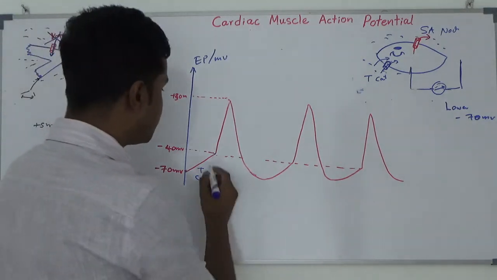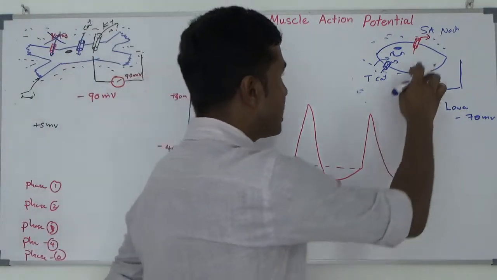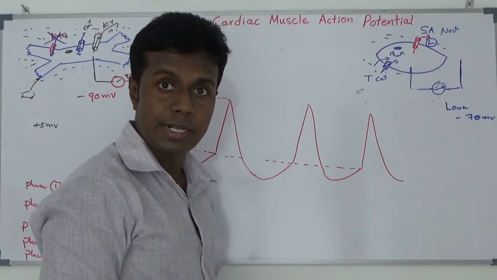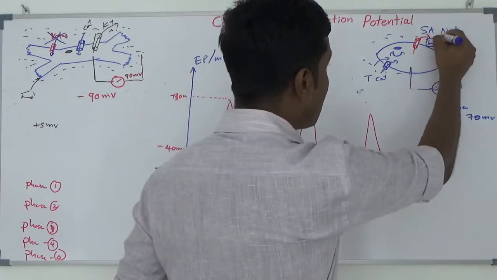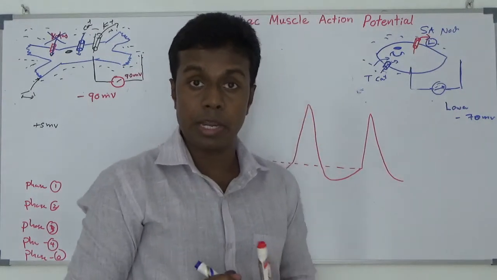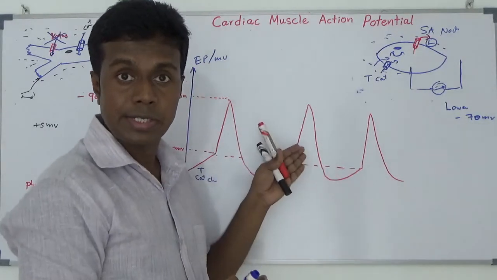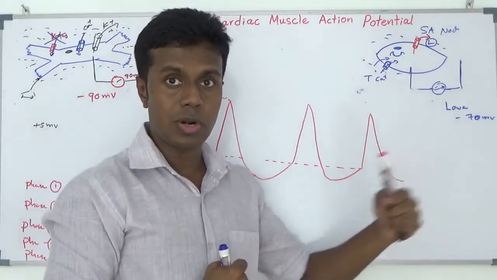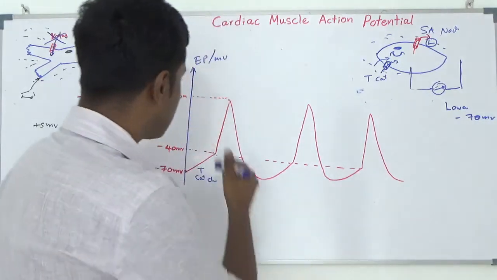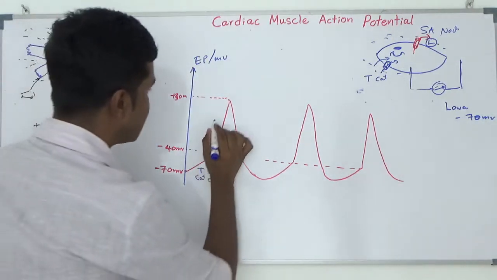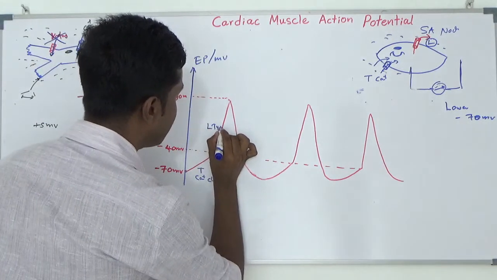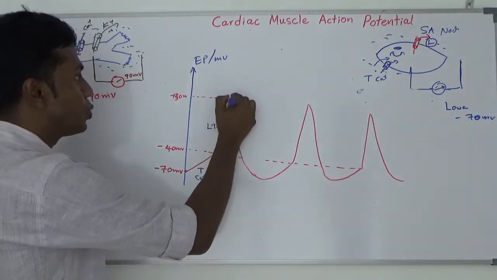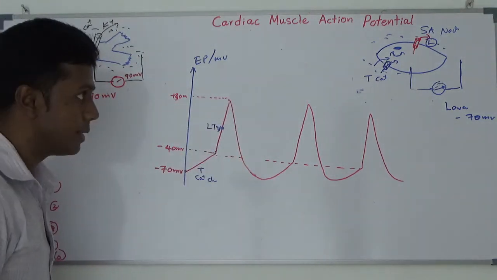Then once it comes to minus 40 millivolts, there is the L-type calcium channel in your cell. L means long-lasting calcium channel. The long-lasting channel stays open a little longer than the transient calcium channel. Transient means open and close. Long-lasting means it lasts for a few milliseconds. Because of the opening of the L-type calcium channel, the electrical potential of the SA nodal cell went from minus 32 up to plus 30 millivolts.